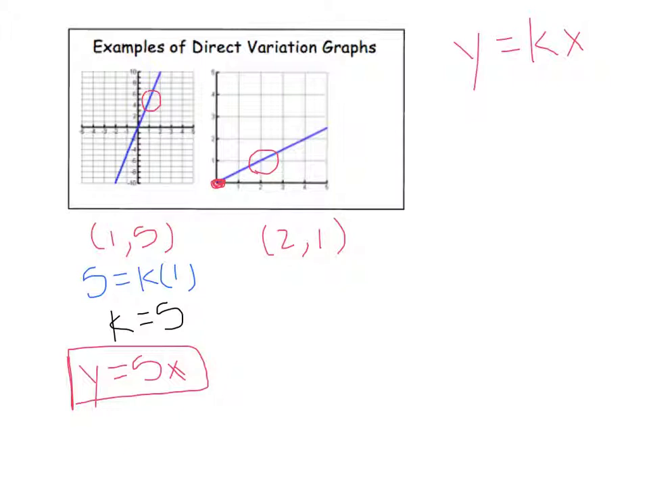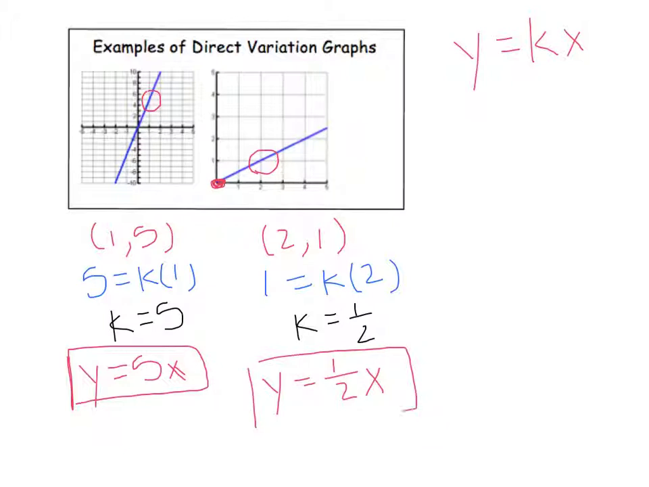I'm going to plug in y where y is supposed to go and x where x is supposed to go. Now if we solve this one for k, we get k equals 1/2. And that is okay. Our equation would be y equals 1/2 x. Then we could answer all sorts of other questions about that situation. So, finding direct variation equations from graphs.